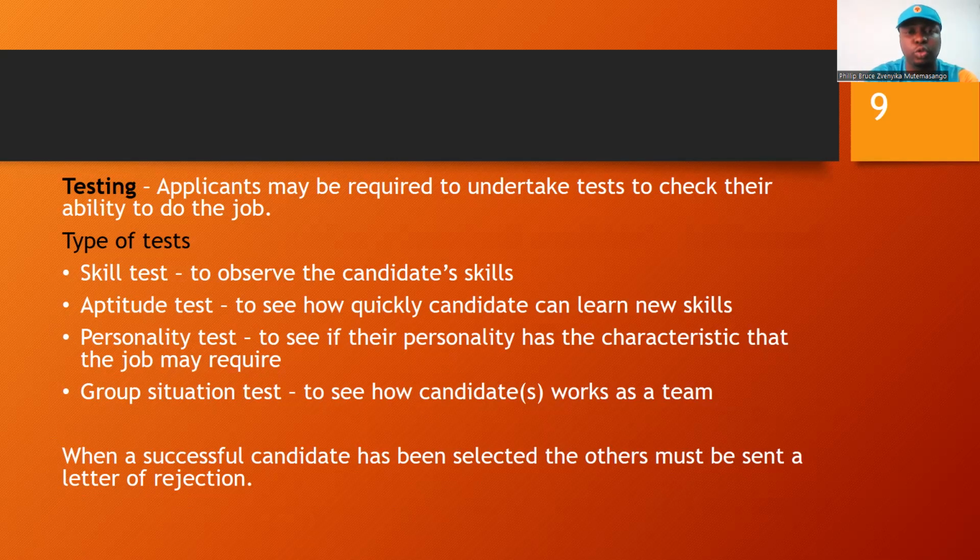Are you able to perform? So we give you a task to perform, then we assess you. Secondly, the aptitude test. This one here is done to see how quickly the candidate can learn new skills. If you're a slow learner and the business requires you to be someone who is very quick, then you may lose the job.